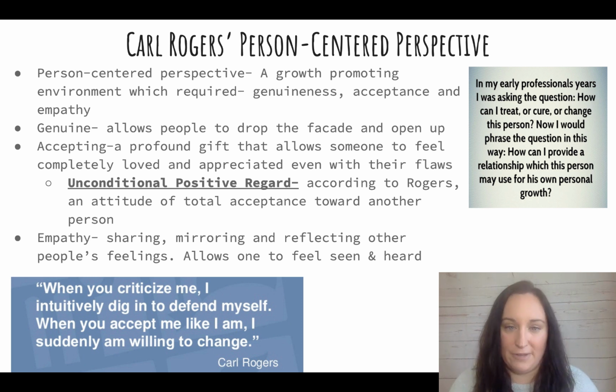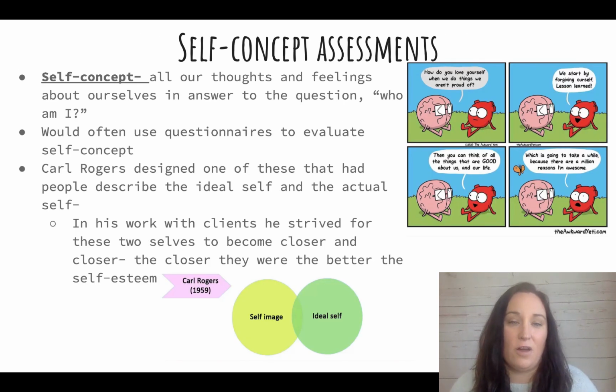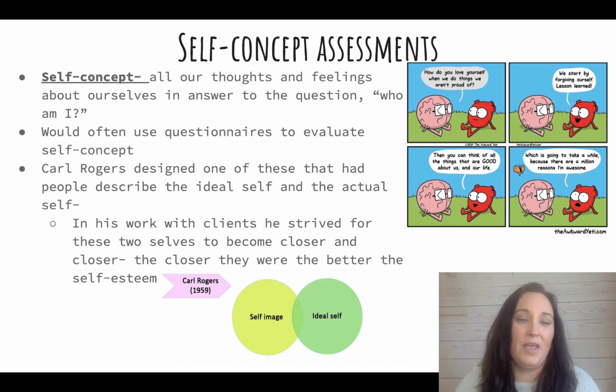horrible, shameful thing. And then the last one is empathy, sharing, mirroring, and reflecting how other people feel. It's allowing people to feel seen and heard and to not feel alone, right? So these are the three ingredients for Carl Rogers. Self-concept is our thoughts and feelings about who am I. So self-concept is the answer to who am I.